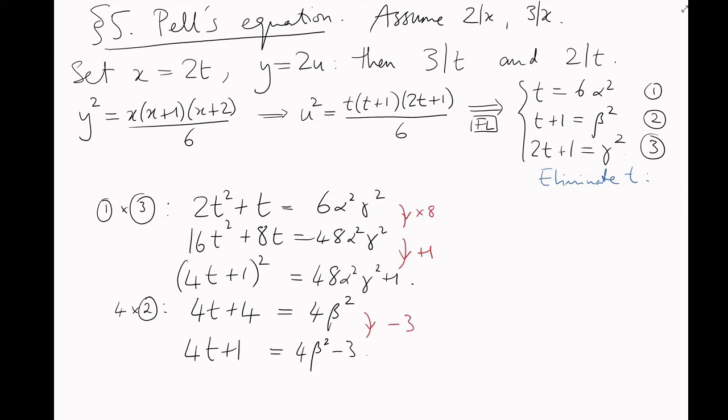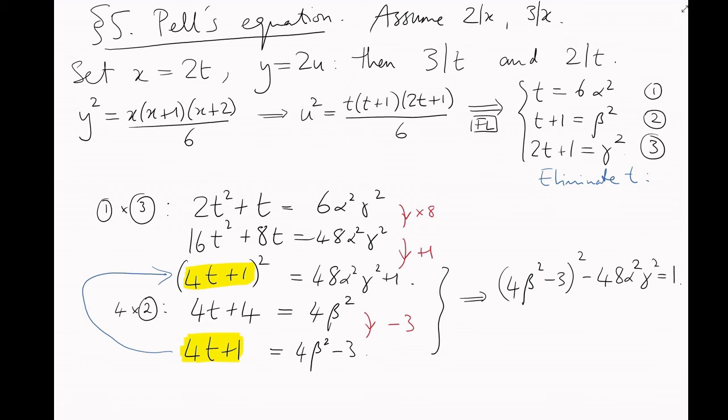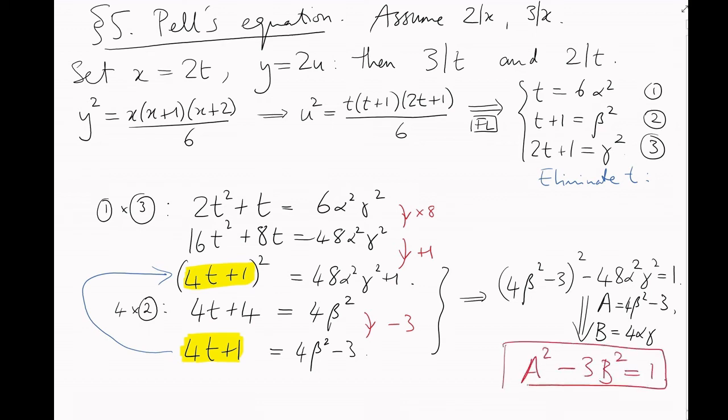What have we accomplished? Well, if we write capital A equals 4 beta squared minus 3 and capital B equals 4 alpha gamma, this equation tells us that A squared minus 3B squared equals 1. This is Pell's equation.